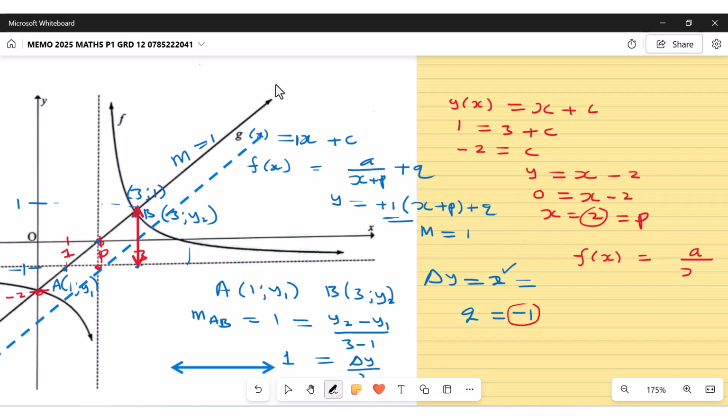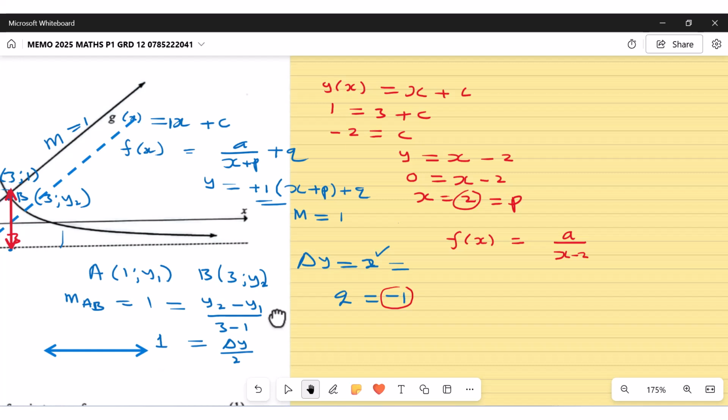So after getting a as 2, my function f of x equals a, which is 2, divided by x minus 2, and then minus 1. Hope we are together, guys. That's what we have to do for the 5 marks.